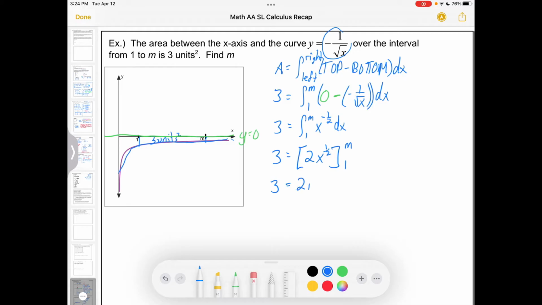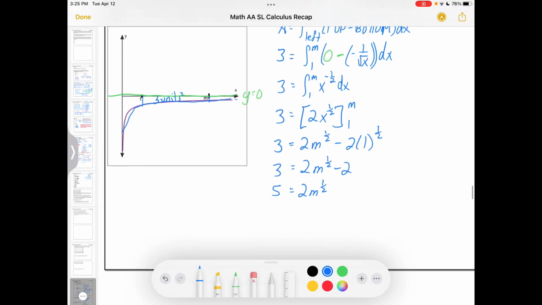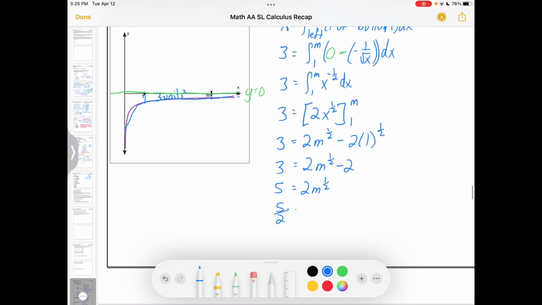And now we'll sub in, so we have 2m to the power of 1/2, or square root of m if you prefer, minus 2 times 1 to the power of 1/2, or 3 equals 2m to the power of 1/2, minus 2. We can move that 2 over, so we get 5 equals 2m to the 1/2, or 5 over 2 equals m to the 1/2, or root m. And if we want m on its own, then we're going to need to square both sides. So we'll get m is 25 over 4.